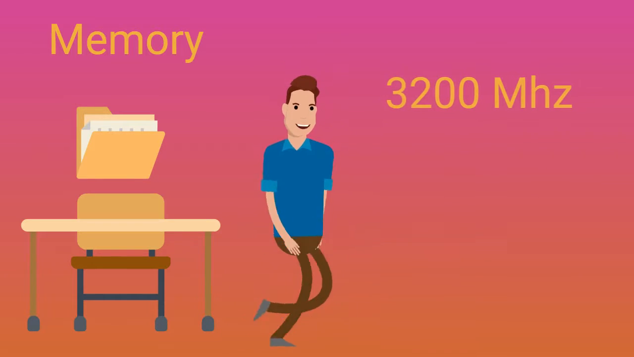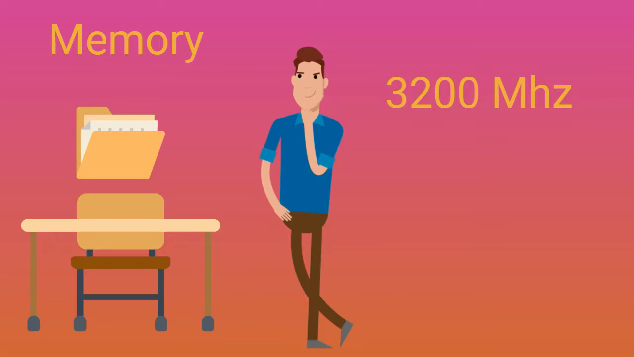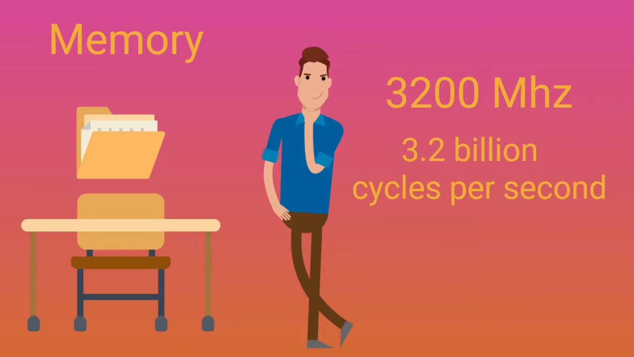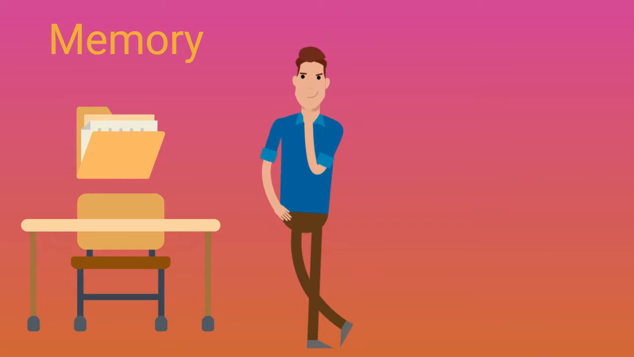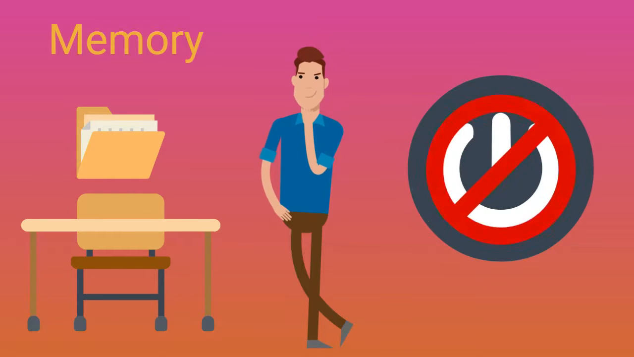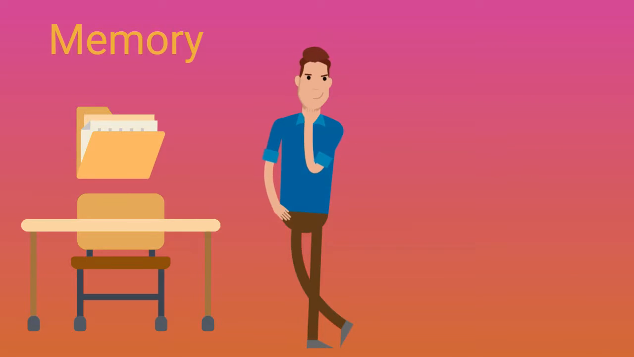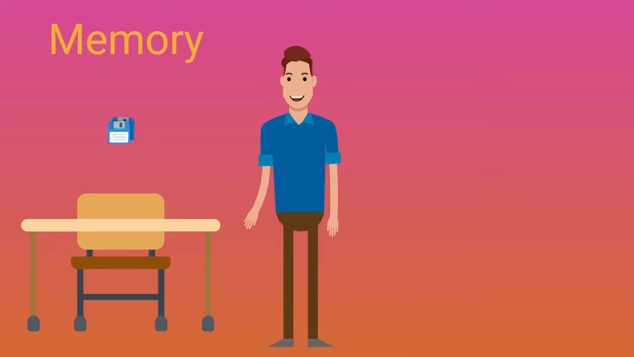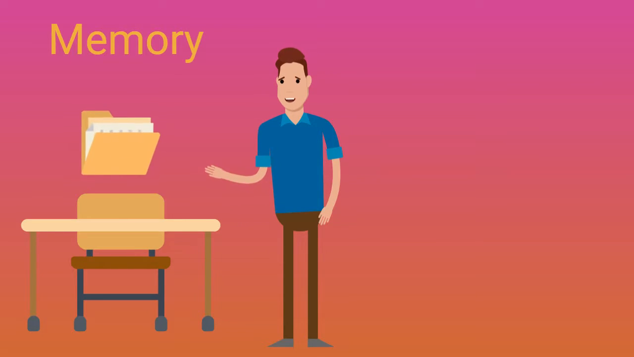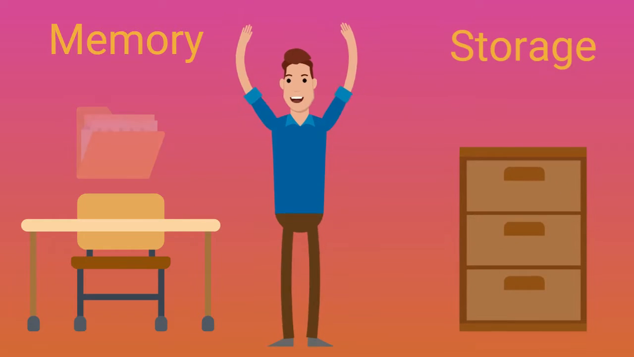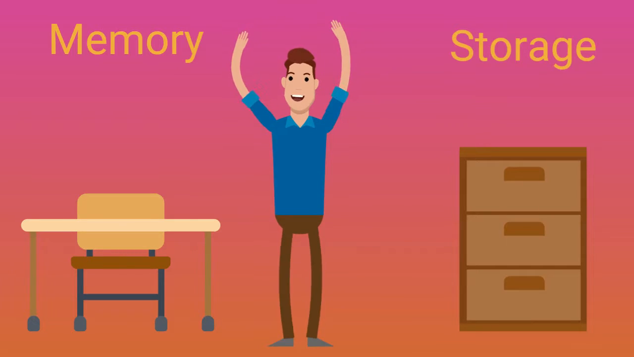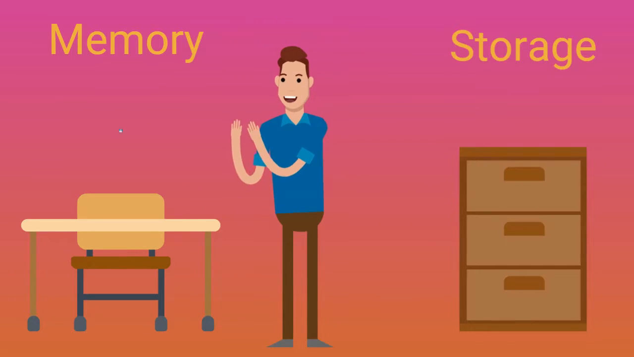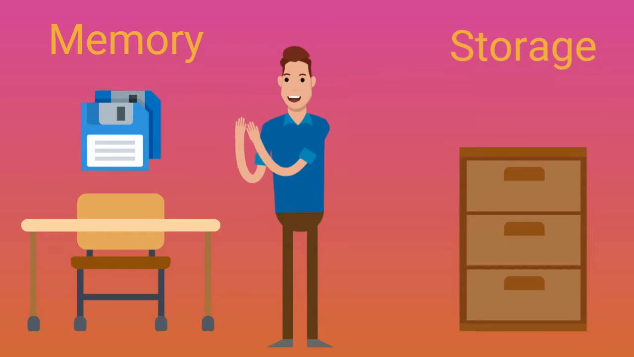Memory running at 3200 MHz performs 3.2 billion cycles per second. If the computer loses power, or the program is closed without saving, all the capacitors are drained of power and the data is lost. As soon as you save a document, it copies everything from the memory back onto the hard drive, and your data is then permanent and no longer volatile. It is good practice to save your work regularly and set automatic saves if your software allows for it.